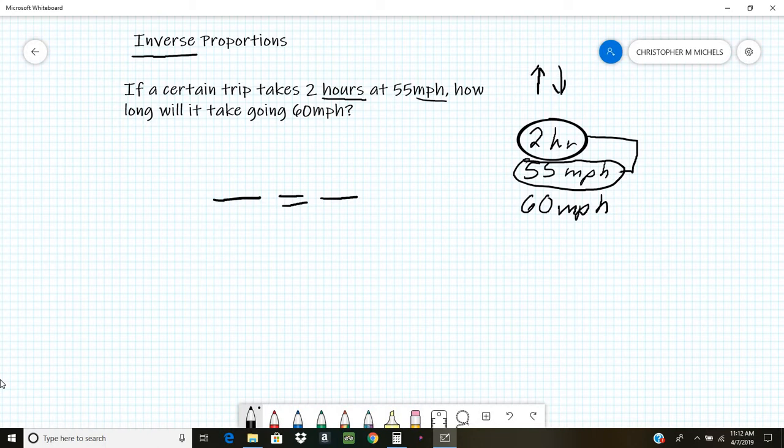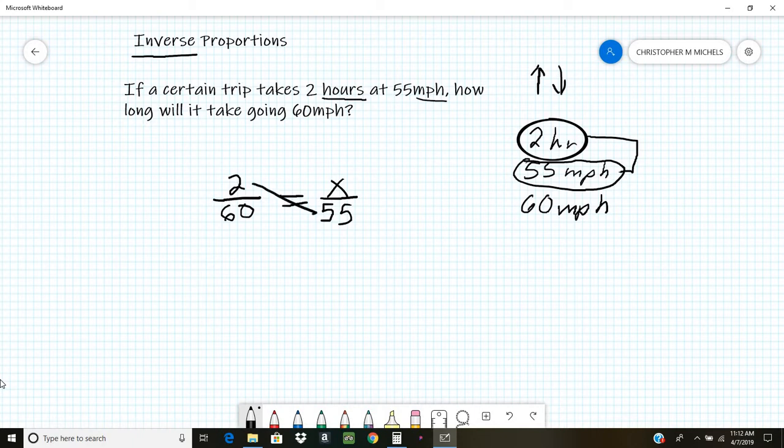Okay, but in an inverse proportion, after you find the pair that's linked, you place them diagonal from each other. So if I put the 2 here, the 55's got to go here. Okay, now it doesn't matter how you place these. You could do 2 over here, 55 there, as long as the 2 and 55 are diagonal. So now the 60, it really doesn't matter where I put the 60, but I'm going to put it down here, just because in my mind, I like having hours, miles per hour, hours, miles per hour. Then we got X right here.